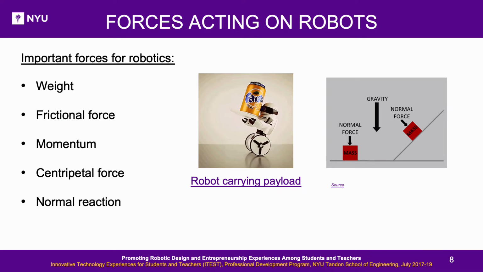Forces acting on robots. A lot of force acts on a robot, and balancing these forces is important in robot control and function. A few forces that act on robots are weight, frictional force, momentum, centripetal, and centrifugal forces. Normal reaction plays an important role as robots trace paths of different types, affecting the system's stability.